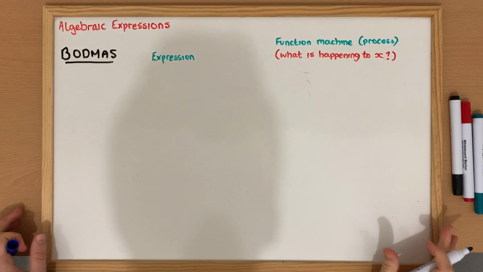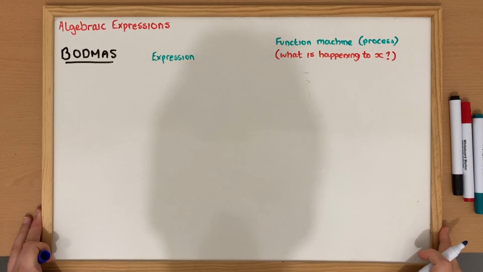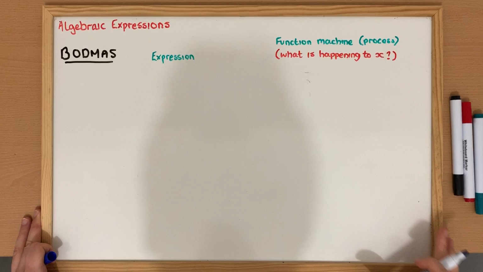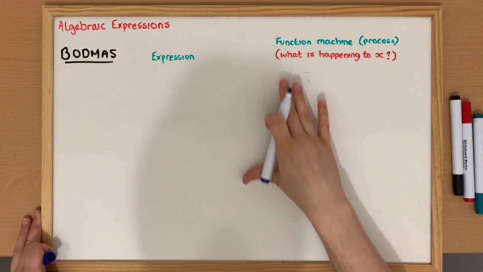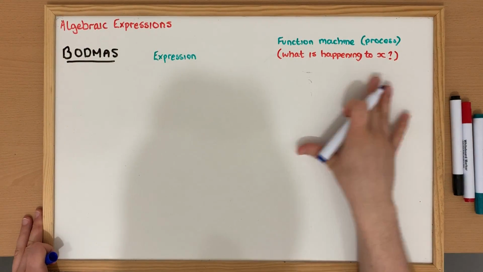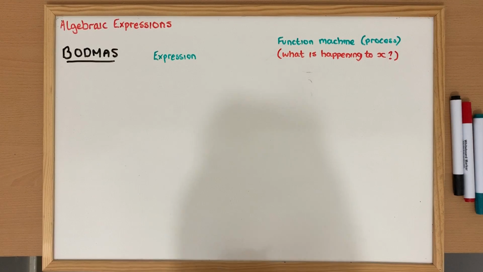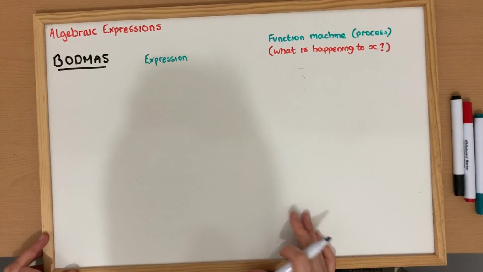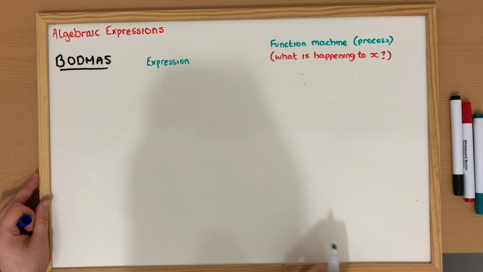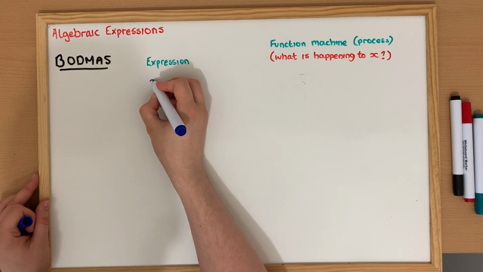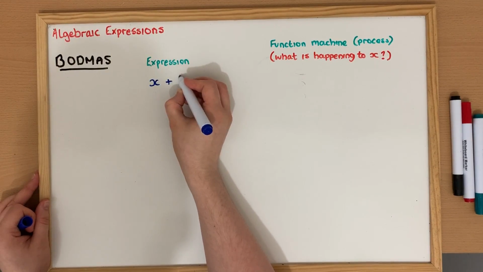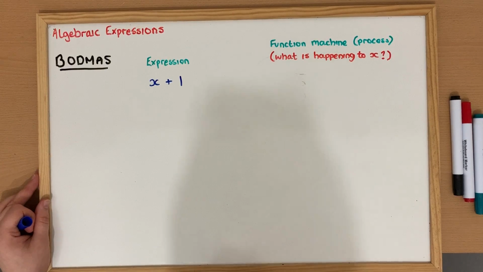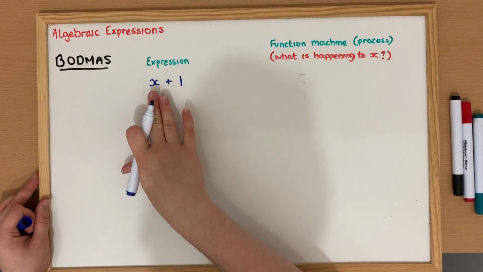First lesson on algebraic expressions. So today's lesson is about writing an algebraic expression as a process. So understanding what an algebraic expression is telling us. First of all, an algebraic expression is just, we can think of it like a sentence involving mathematical symbols.